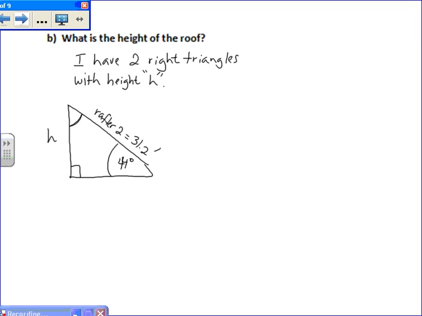So when I have a right triangle, I can use the primary trig ratios. Okay, and the primary trig ratios are SOHCAHTOA, or sine, cosine, and tangent ratios. Okay, on your data booklet, you have them written as sine is equal to opposite over hypotenuse, cosine equals adjacent over hypotenuse, and tan equals opposite over adjacent. We have to look at what we're solving for here. We're solving for h.